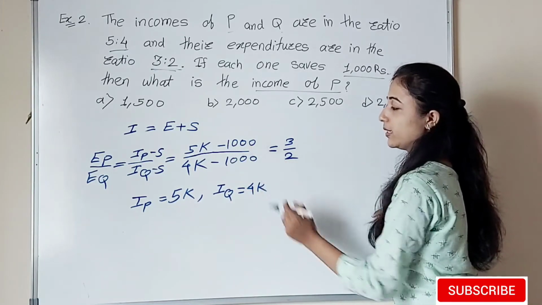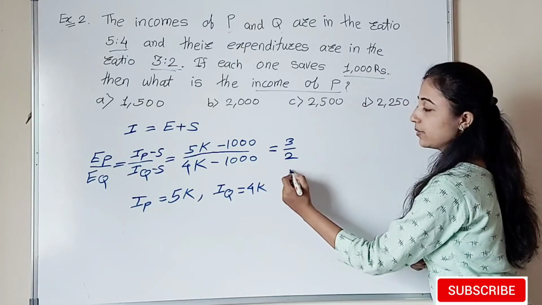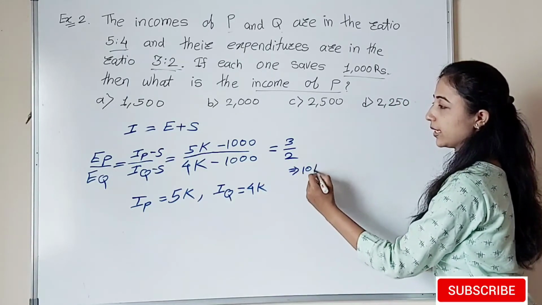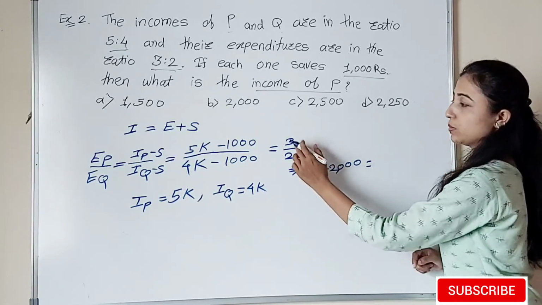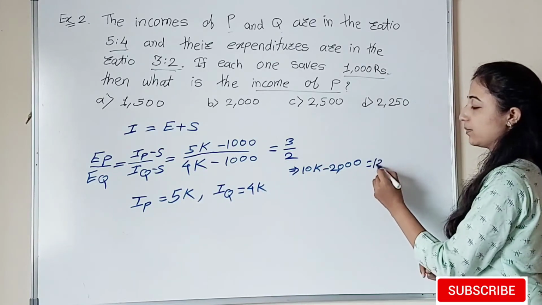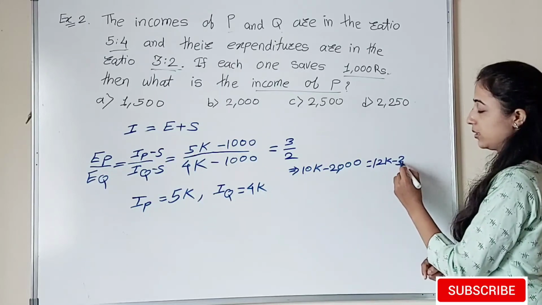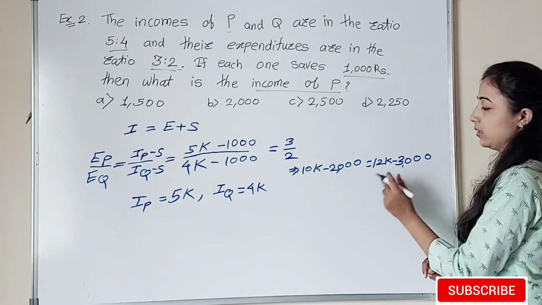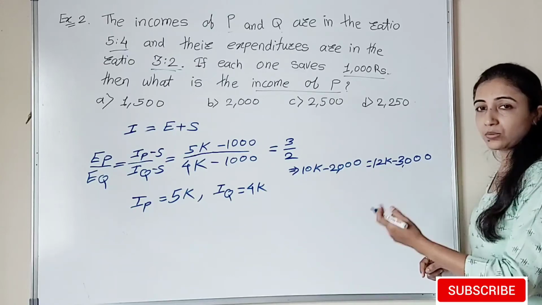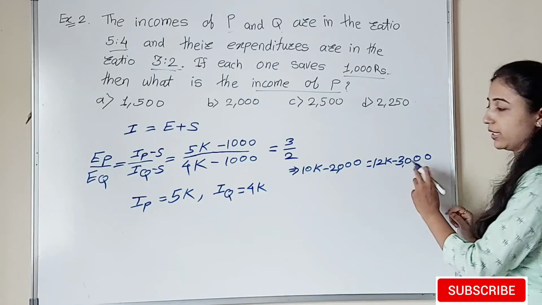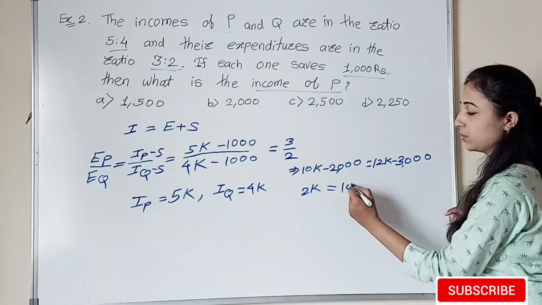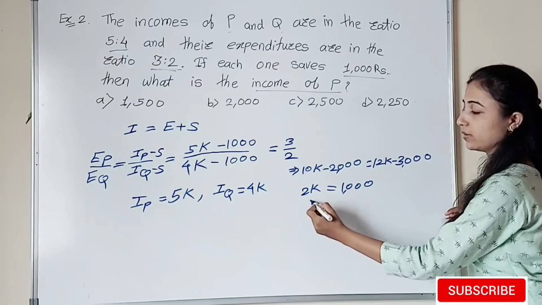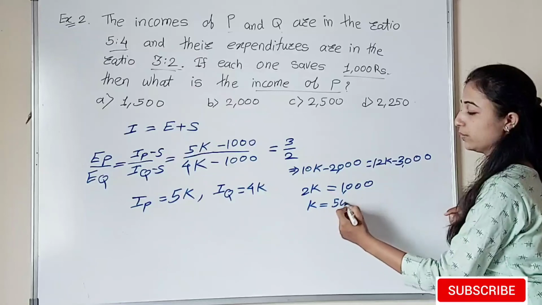Here if we multiply this term by 2, then it is 10K minus 2000 equals 3 into 4, that is 12K minus 3000. So we shift the K amount to the left hand side and all remaining terms to the right hand side. So it will be 2K equals 1000. Therefore K equals 500.